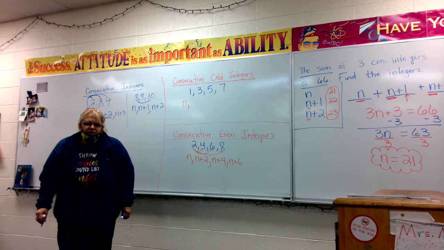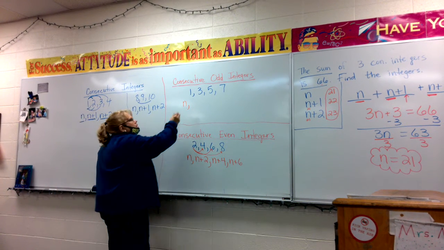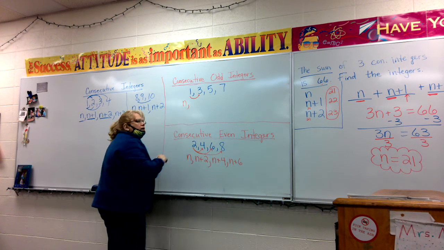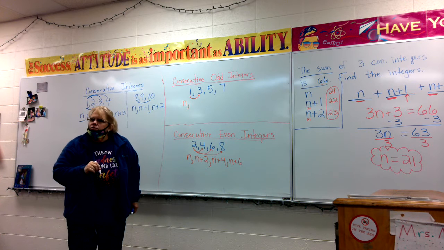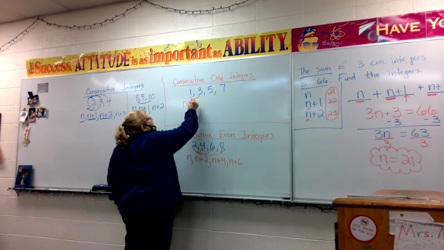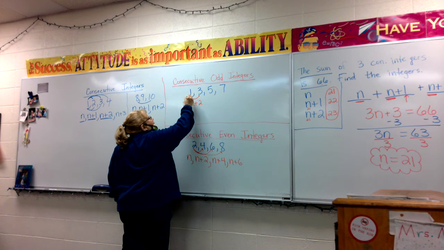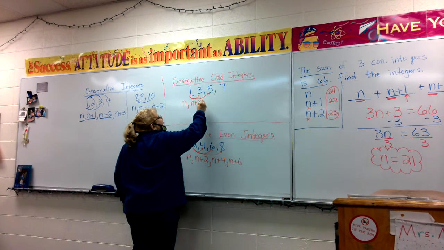Here's the part that gets a little bit confusing. What do you have to add to 1 to get 3? How many do you add? 2. So my next one is n plus 2. What do you add to 1 to get a 5?